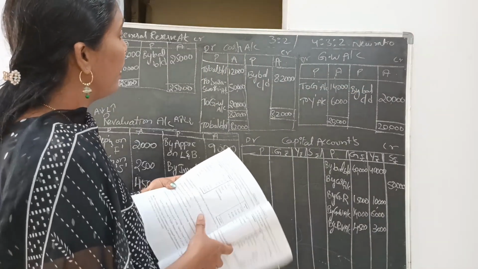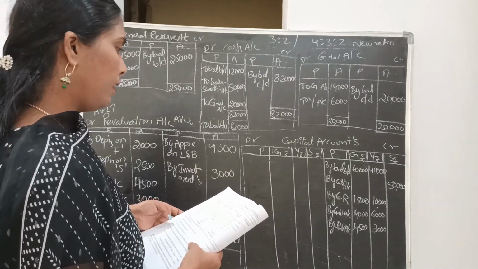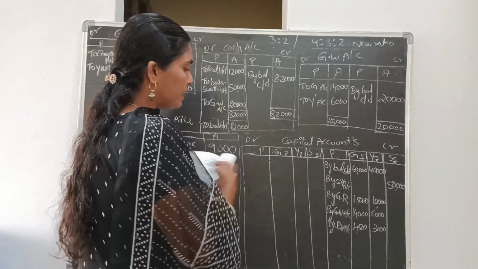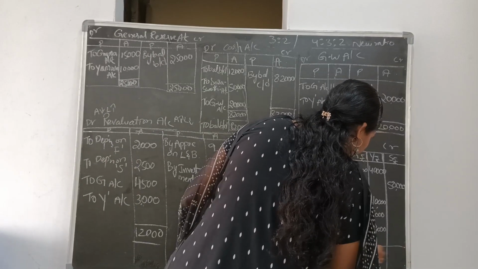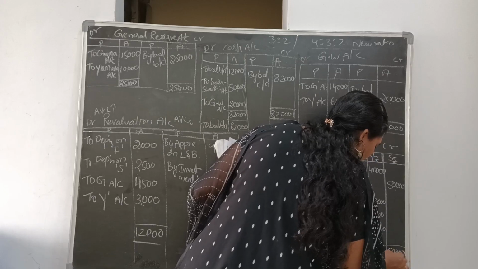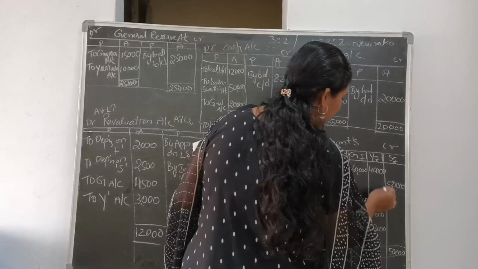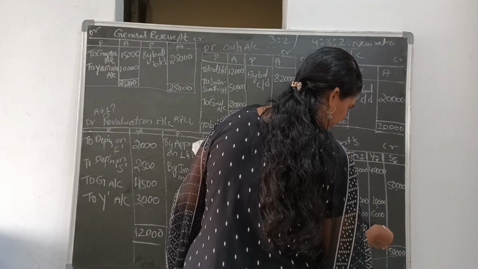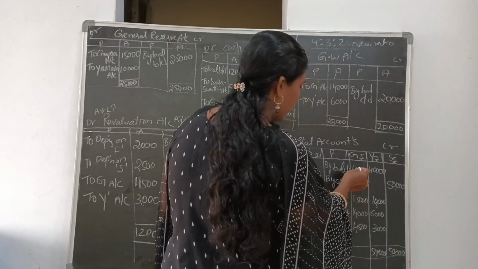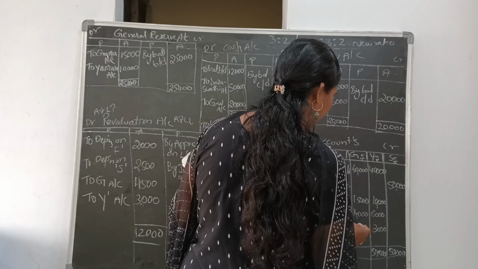So, is there anything left? Let me check it out. General reserve, goodwill and revaluation. We have done and there is nothing to post on the debit side. So, make the totals. First write down 50,000 new partner's capital, 50,000 both sides. Now make the totals, 59,000.